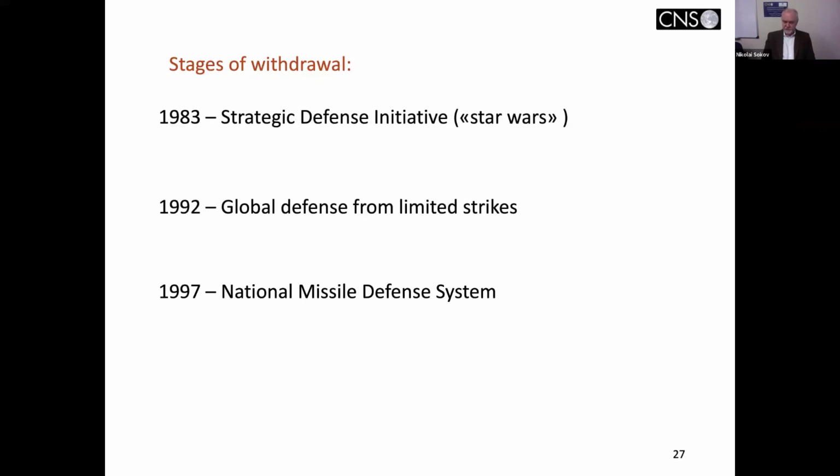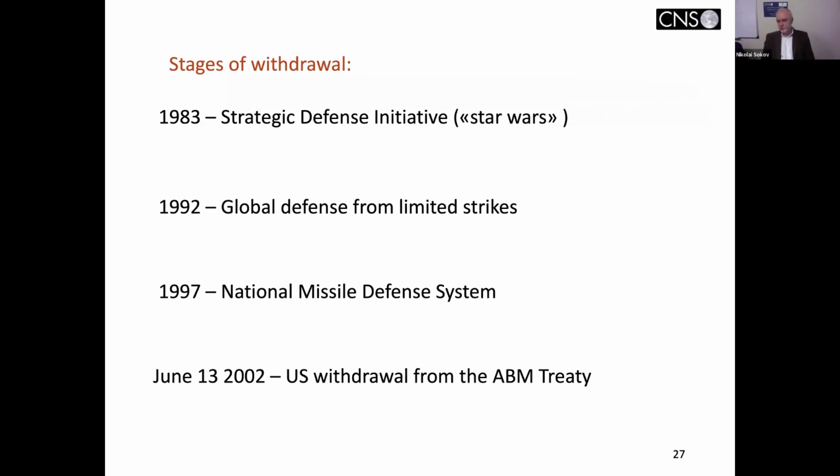Missile defense has been quite popular among Republicans historically, starting with the Bush administration. So it was mostly a political move, but a lot of money was allocated. And it all ended under the George W. Bush administration, when the United States completely withdrew from the ABM treaty.